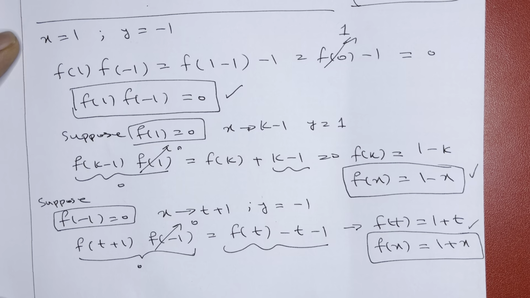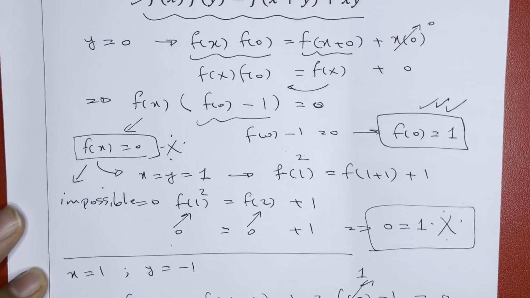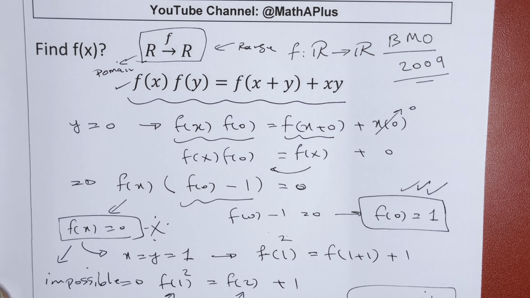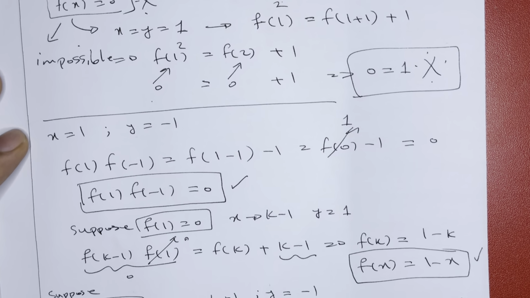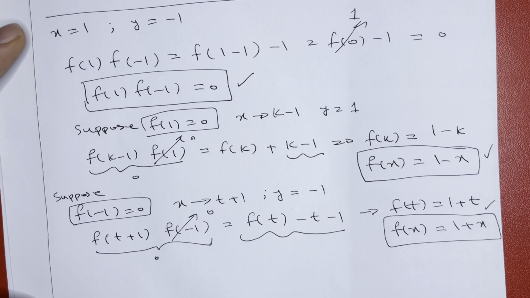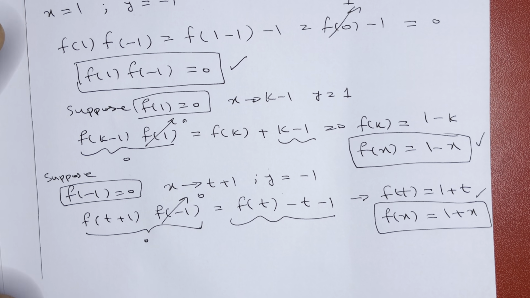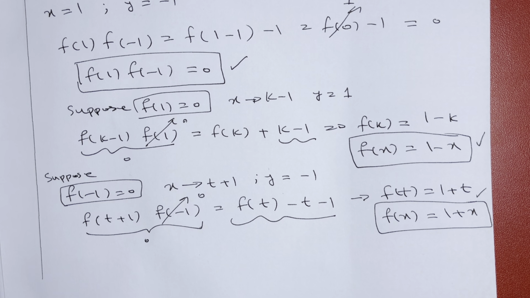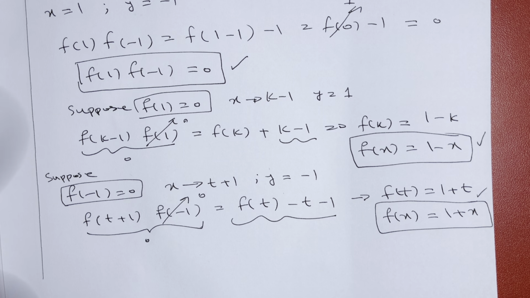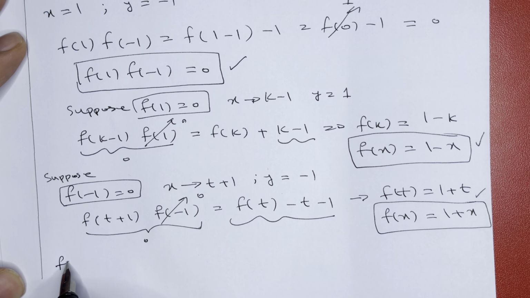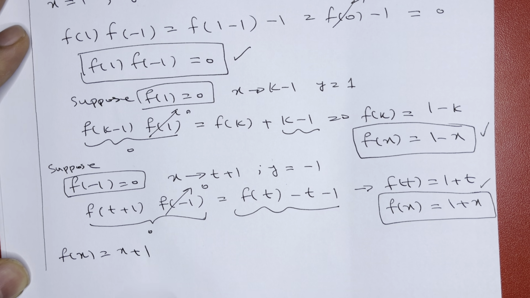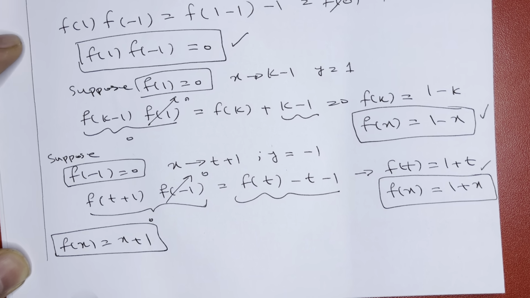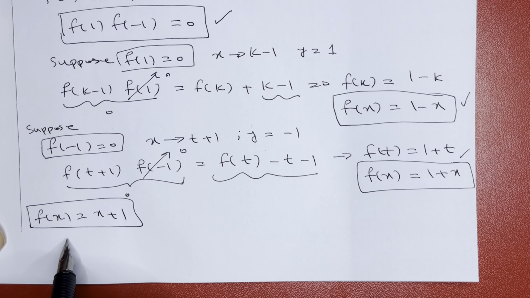Which one is valid? If you put in the original equation, which is f(x) times f(y) is f(x + y) + x times y, you will see that both of them are solutions. For example, I'm going to put one of them; the other one you can do for yourself. For example, I put f(x) is x + 1 inside the original equation.